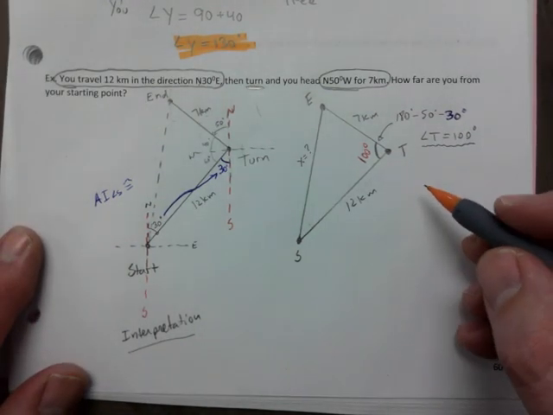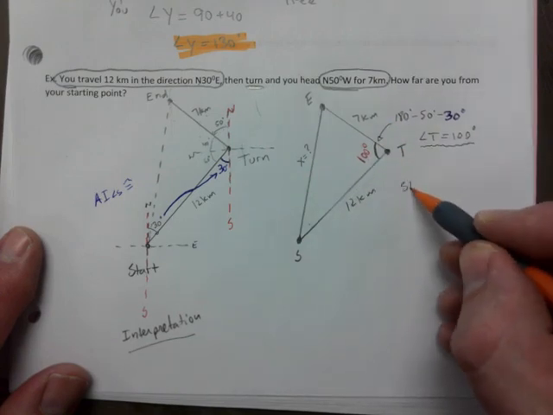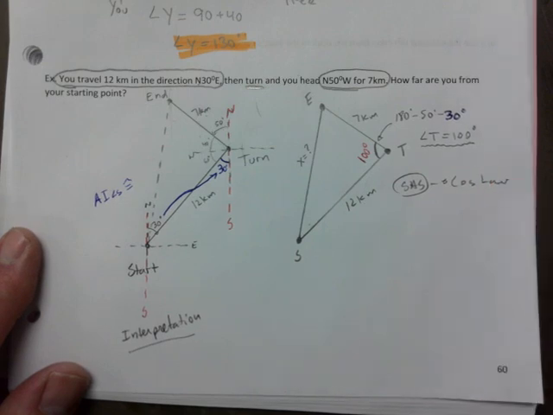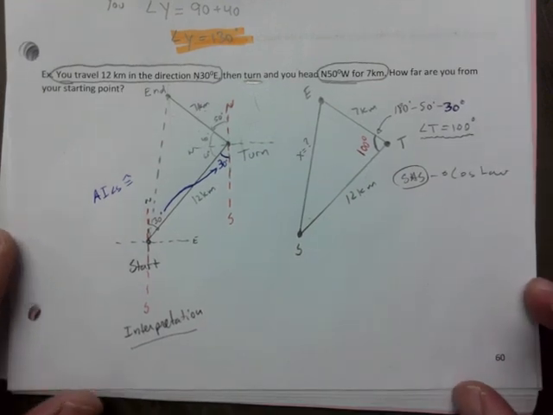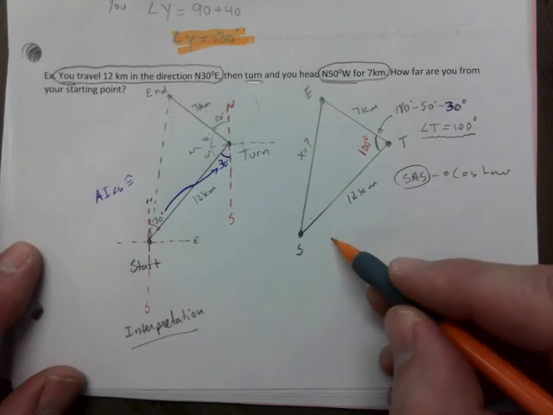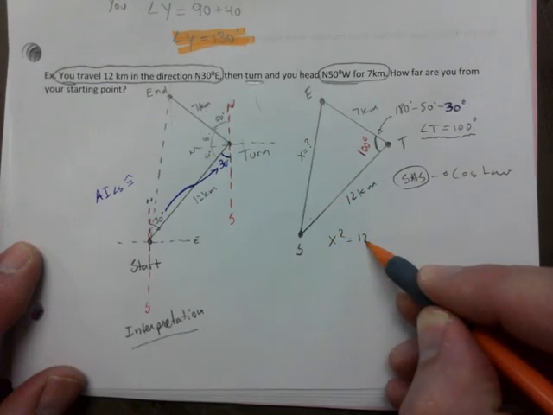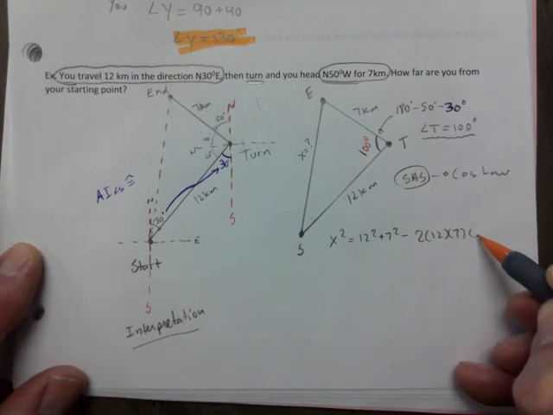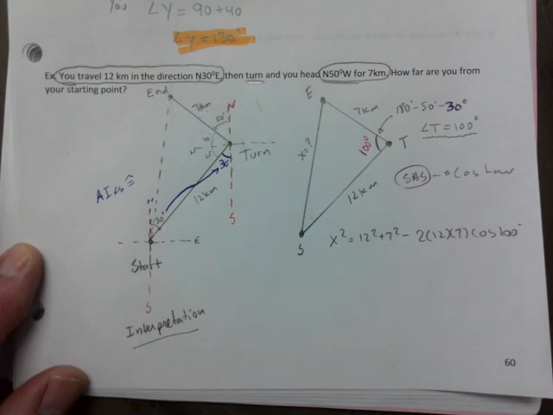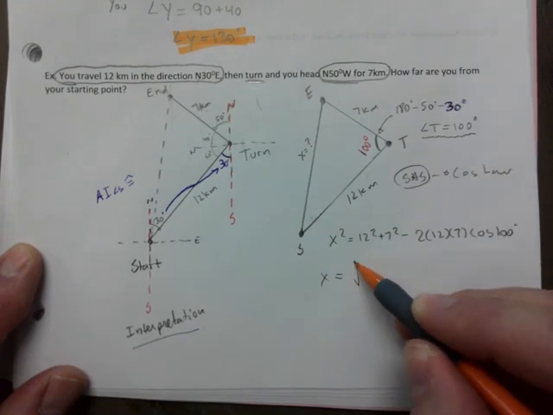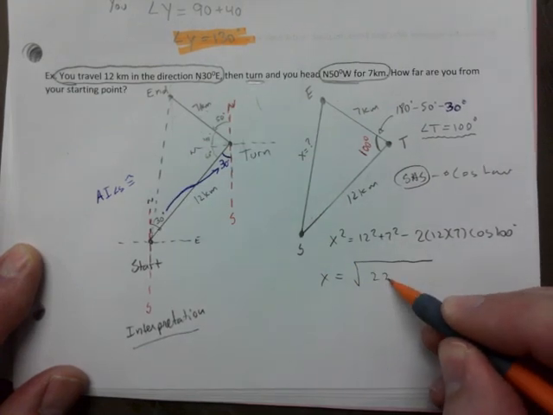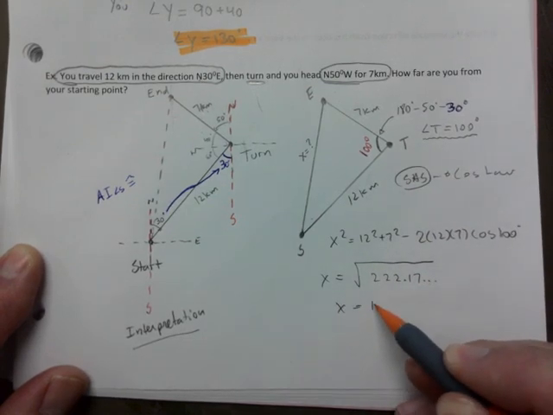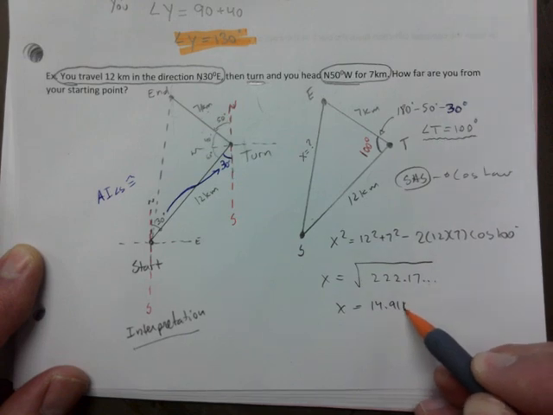And so let's see here. This is side angle side, right? That's cosine law for sure. And you'll see a whole bunch of different scenarios, right? So x squared is equal to 12 squared plus 7 squared minus, and you know the drill, cosine of 100. x would be the square root of 222.17. That keeps going. x is equal to 14.91 kilometers.